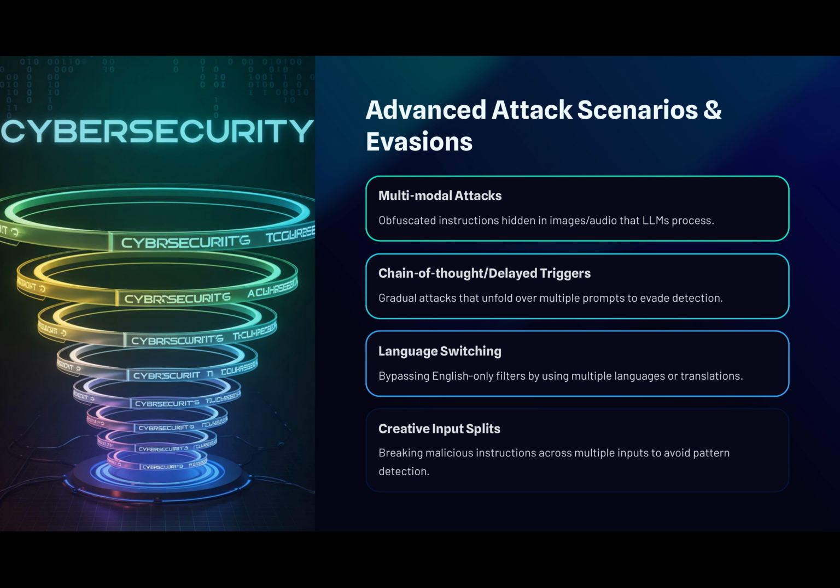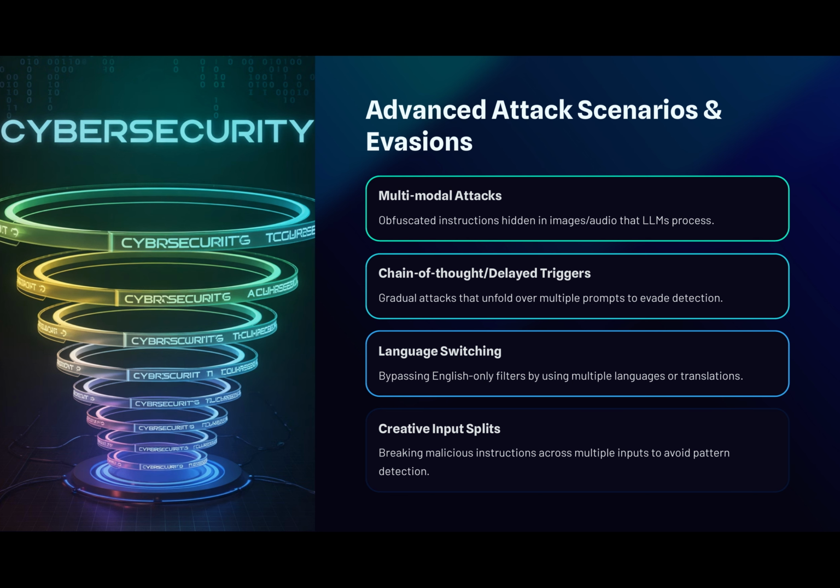Next, there are chain-of-thought or delayed trigger attacks. These unfold gradually across multiple interactions, rather than in a single prompt. This strategy helps attackers evade automatic detection, since each step might appear harmless in isolation.